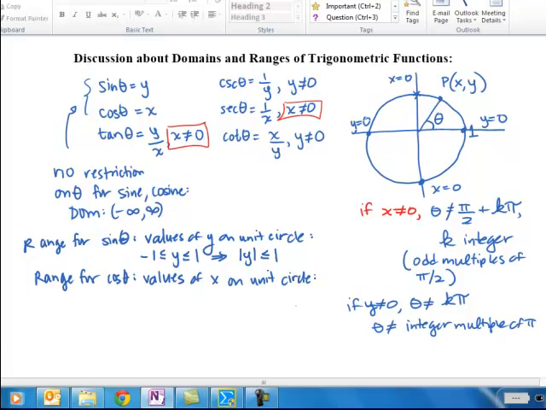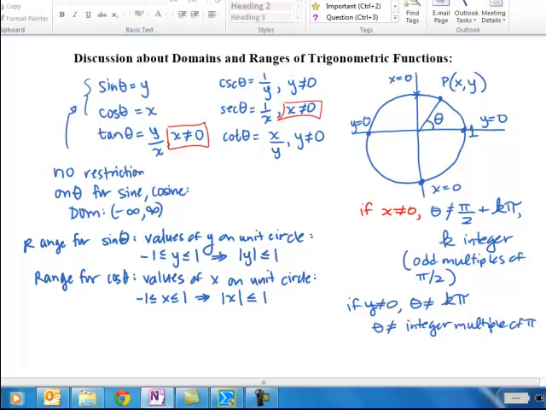And the values of x on the unit circle, we would have x is between -1 and 1, which means the absolute value of x is less than or equal to 1. So the range for sine is everything between -1 and 1, and the range for cosine is also everything between -1 and 1. It may seem awkward to be talking about the x values as the range, but think about the range as being the outputs.